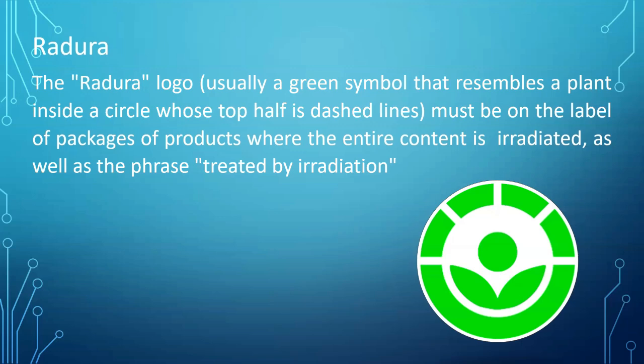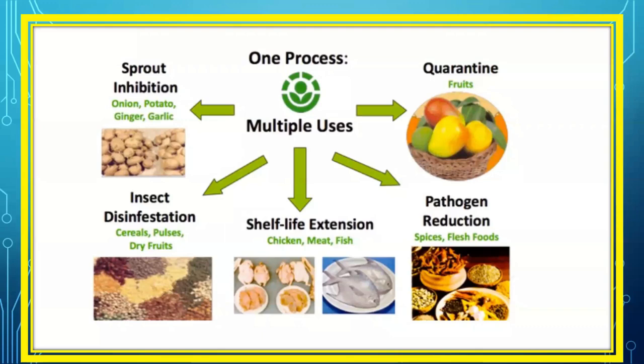So when you buy a product that is irradiated, suppose let us take a juice carton. If it is irradiated, it should contain the logo Radura as well as the term treated by radiation. It should bear these lines. This is the guidance given by FAO as well as FDA. These are the applications of radiation. Radiation has multiple uses. First one is sprout inhibition. Like usually at home, these are potatoes.